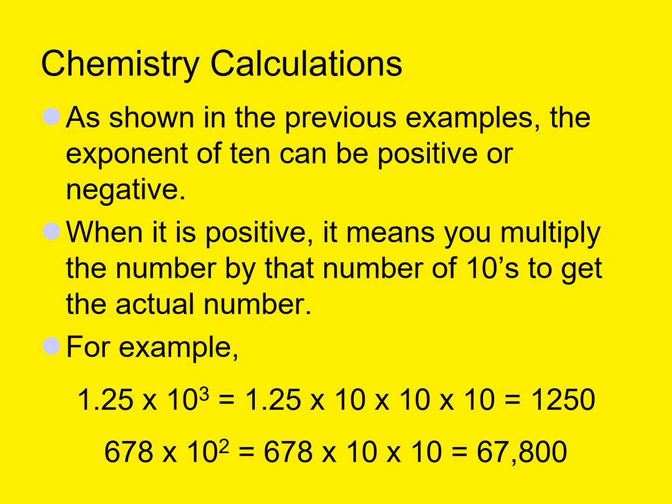When it is positive, it means you multiply that number by 10, however many times the exponent stands for. So, for example, if you have 1.25 times 10 to the third power, that means 1.25 times 10 times 10 times 10, which of course is equal to 1,250. If you have 678 times 10 squared, that's 678 times 10 times 10, which is 67,800.